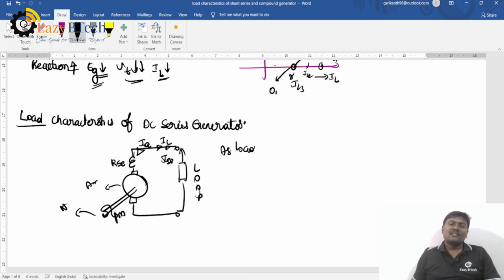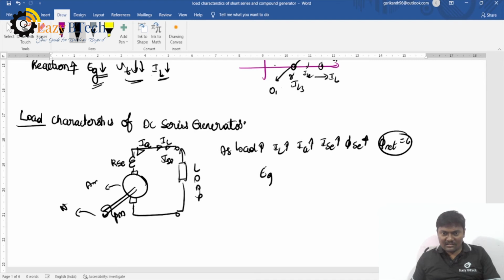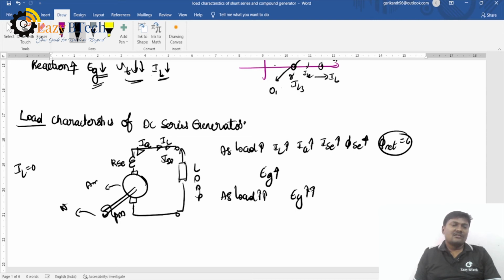As load increases, IL increases. If IL increases, Ia increases, Isc increases, phi sc increases, and the net flux increases. If phi sc increases, our generated EMF also increases. Again, as load increases further, generated EMF increases further. And if IL is equal to 0, that means under open circuit condition, a small residual flux is present here. Residual flux is not equal to 0, but it is very, very small.